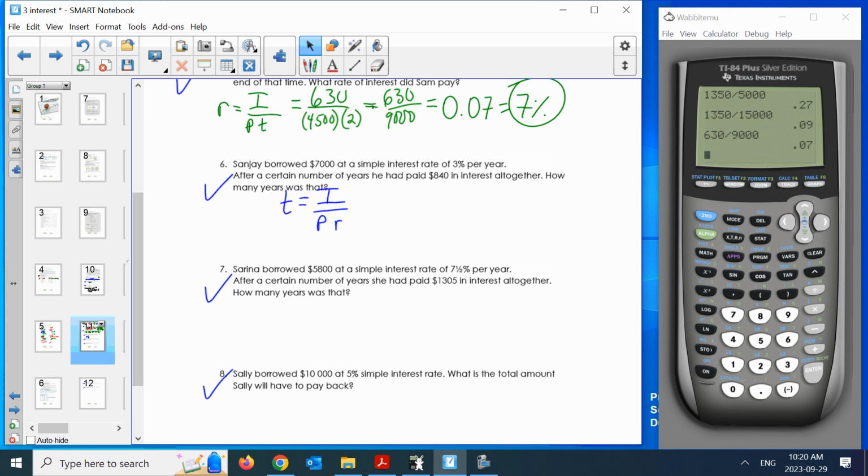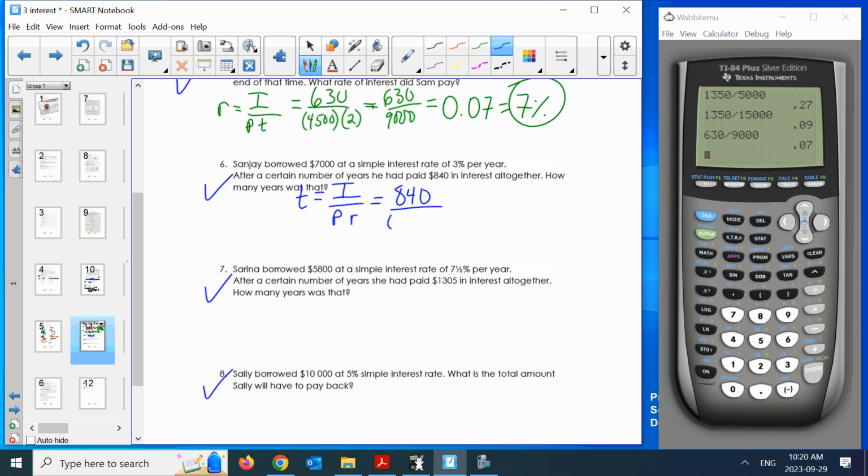So with time, let's put in some numbers. My interest was $840. My principal was 7 grand, $7,000. The rate was 3%, but I can divide it by 100, so I get 0.03 behind the decimal.